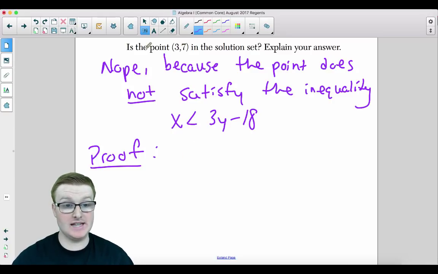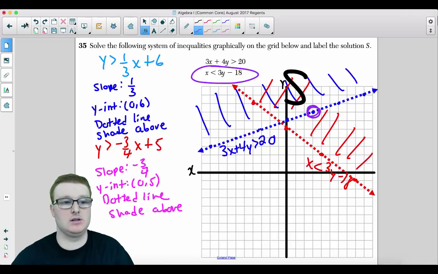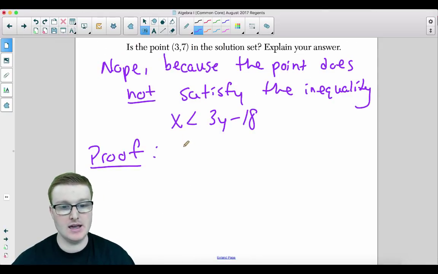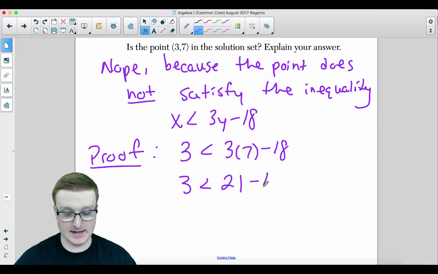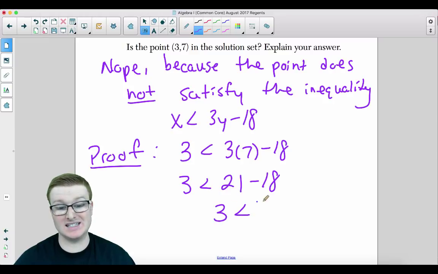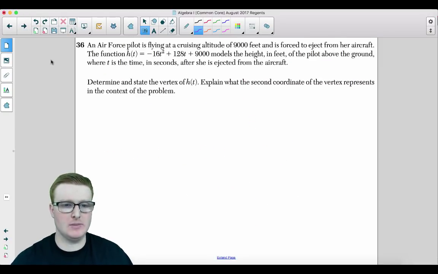You're going to take the point (3, 7), you're going to plug it into the bottom inequality. It does work for the top, obviously, but it doesn't work for the bottom. It needs to be a solution of both inequalities. So the proof is 3 less than 3 times 7 minus 18? Well, I just took that x value 3, plugged it in, took that y value 7, plugged it in. 3 is less than 21 minus 18. Well, 3 is not less than 3. That fails, so it's false. So that's why it doesn't work. Pretty simple stuff. Not too bad.